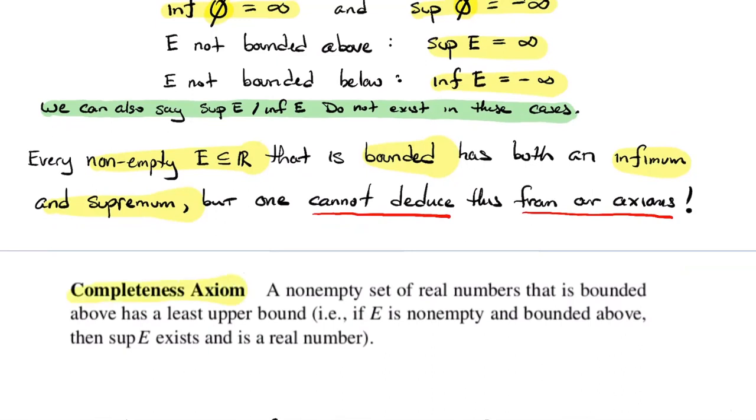And I already said what it says. It says that if you take a non-empty set of real numbers that's bounded above, it has a least upper bound. From this, we can deduce the corresponding fact about infimums and lower bounds. So that's why it's missing.